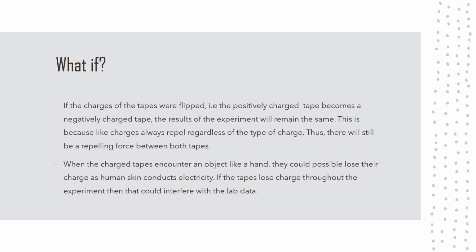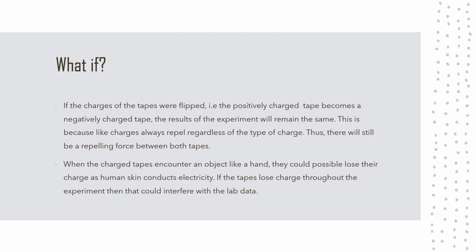If the charges of the tapes were flipped, that is, the positively charged tape becomes a negatively charged tape, the results of the experiment will remain the same. This is because like charges always repel each other, regardless of the type of charge. Thus, there will still be a repelling force between both tapes.